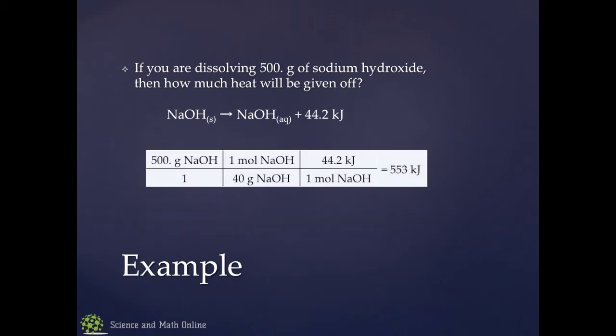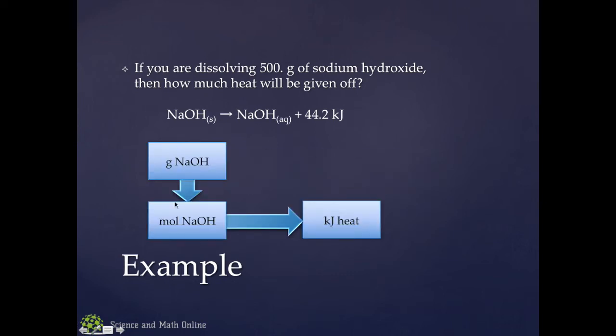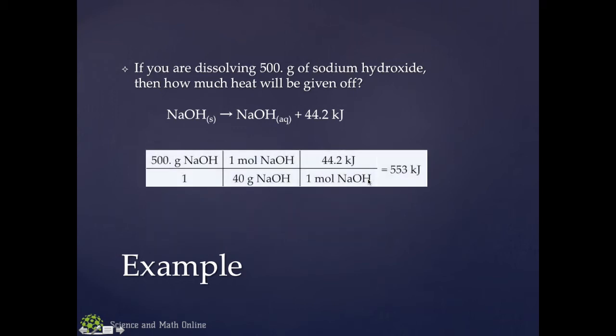And it ends up looking like this. So grams to moles, moles to kilojoules. So once again, that's what the stoich road looks like. And that's what the calculation looks like. So it works just like everything we've seen, nothing major.